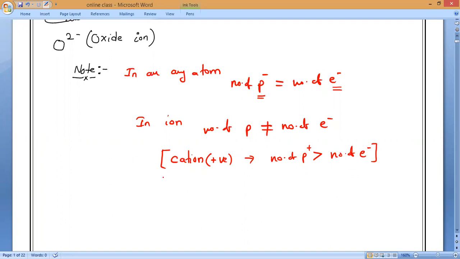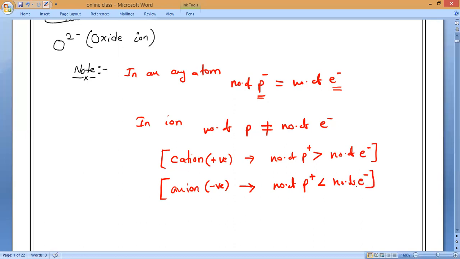More than this, in detail, no one can say. Next, anion. Anion means what charge? Negative charge. Number of protons, less or more? Less than the number of electrons.